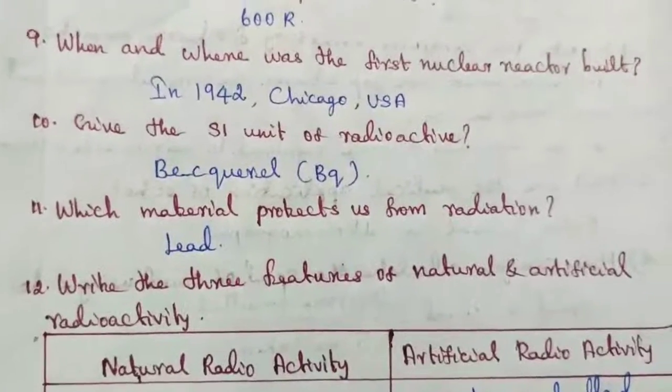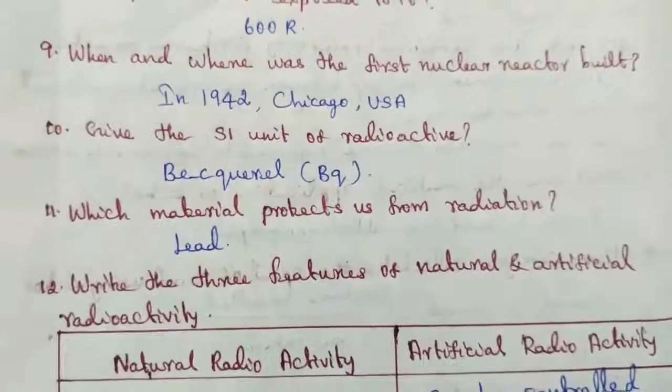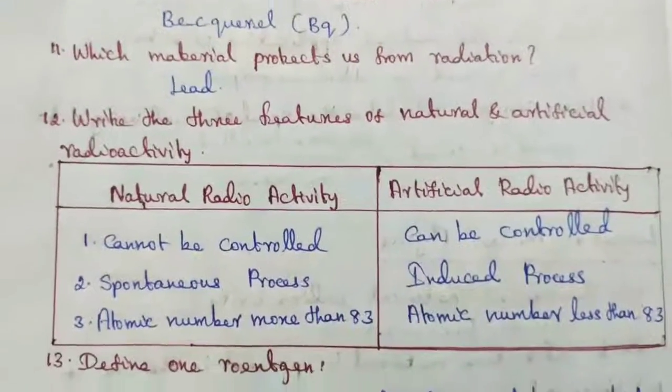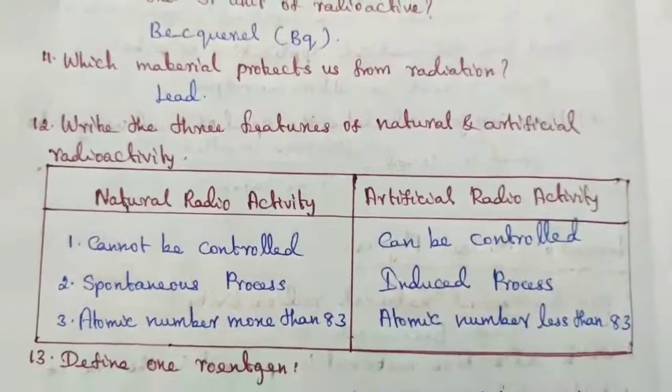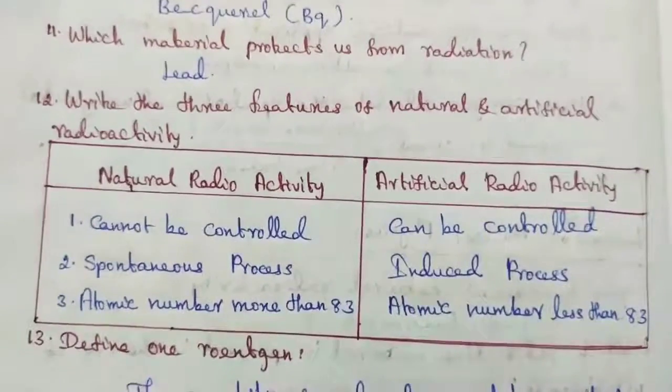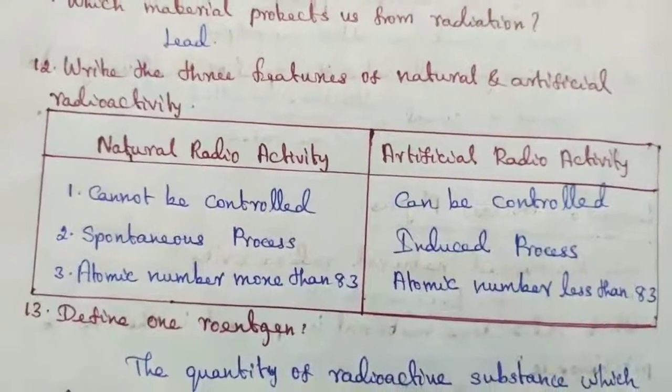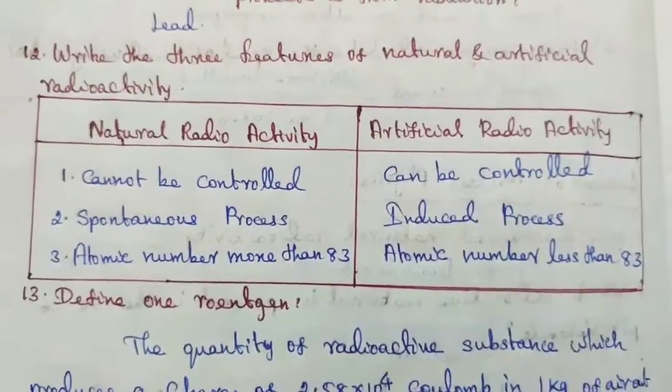Which material protects us from radiation? Lead. Write three features of natural and artificial radioactivity. Natural radioactivity cannot be controlled; artificial radioactivity can be controlled. Natural is a spontaneous process; artificial is an induced process. Natural: atomic number more than 83; artificial: atomic number less than 83.